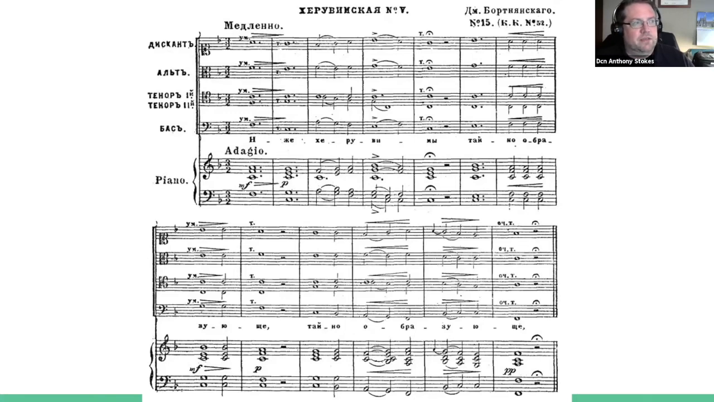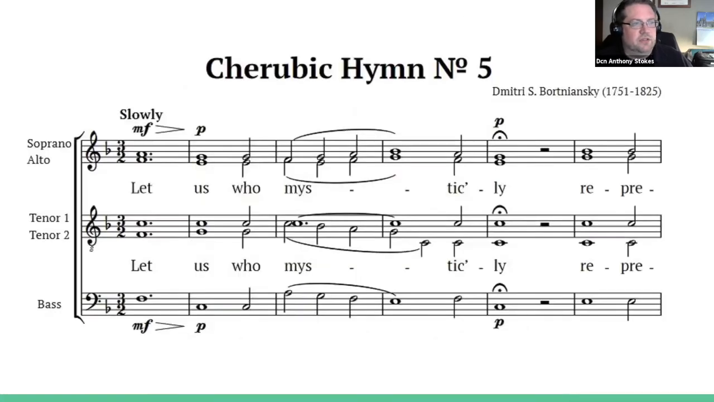So now we get somebody who maybe takes this Bortnyansky version and actually starts to write it out in English, not exactly with the right words, but with some of the other parts. The fifth part is here, the rests are here, the fermatas are there. A very different way from what Bortnyansky wrote, or how we interpret it in America.